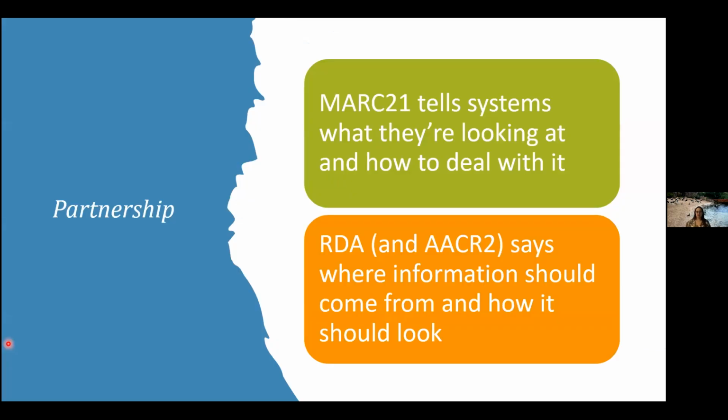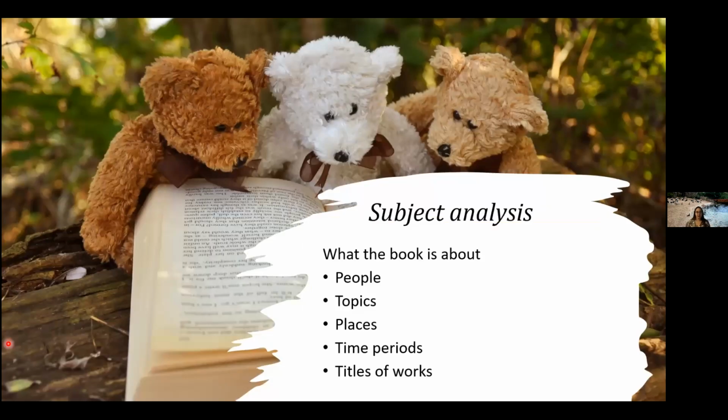So MARC 21 is working in partnership with RDA and AACR2. MARC 21 is telling the systems what they're looking at and how to deal with it. And RDA and AACR2 say where the information should come from and how it should look. But cataloguing is not just descriptive, where we copy information from the book and organise it. We also add subject headings, which are extra access points that users can use to find, identify, select, obtain and explore the collections. They talk about what the work is about, not what it is, and we use a controlled vocabulary for this for consistency. And we'll have a look at why.